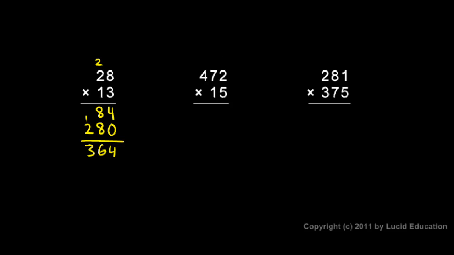In the second example, I again start here, the bottom row with the ones place. 5 times 2 is 10. And then 5 times 7 is 35, and I add that 1, and I get 36. And then 5 times 4 is 20, and I add the 3, and I get 23.